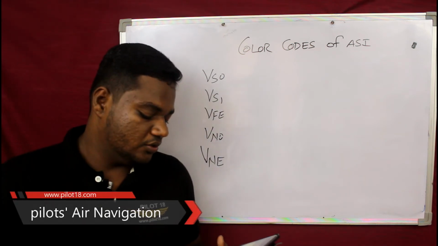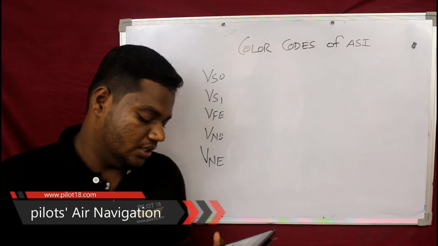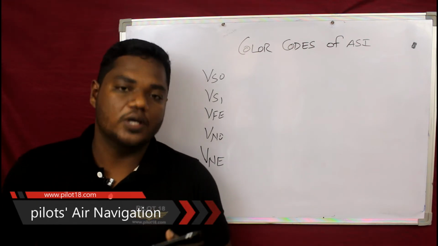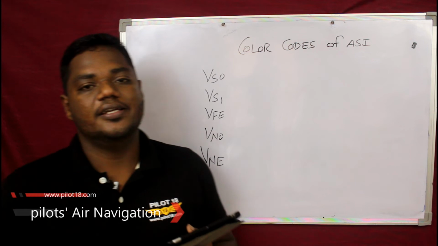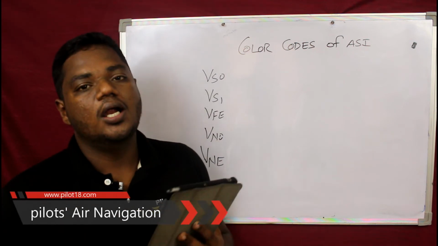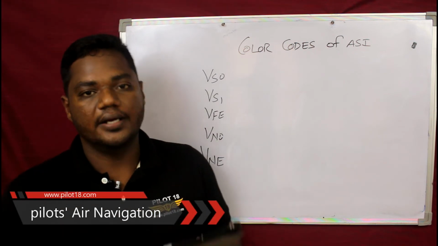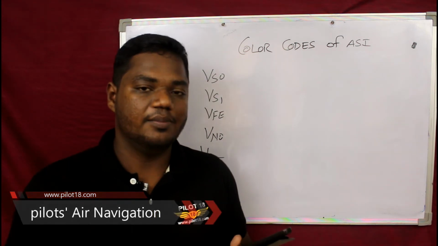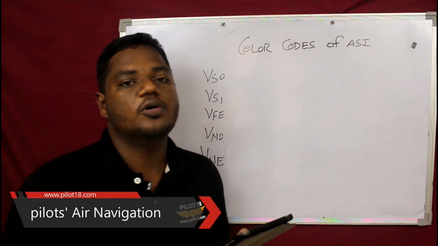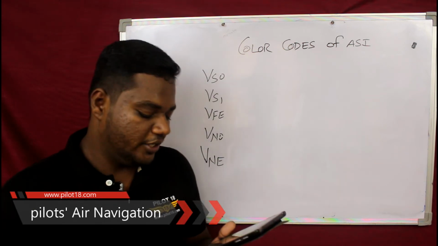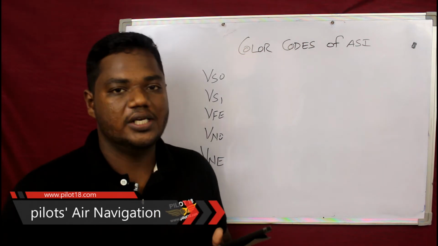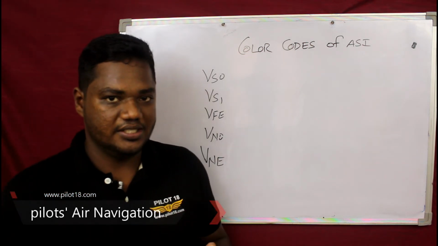Okay, this is actually applicable for multi-engine aircraft, because if one engine fails, you need to fly a certain speed to maintain the best rate of climb. If you maintain this blue line speed in a multi-engine aircraft and one engine fails, you are in a safe range. So VYSE means best rate of climb speed with one engine inoperative in a multi-engine aircraft.